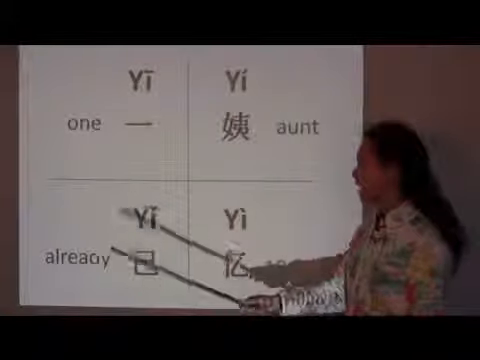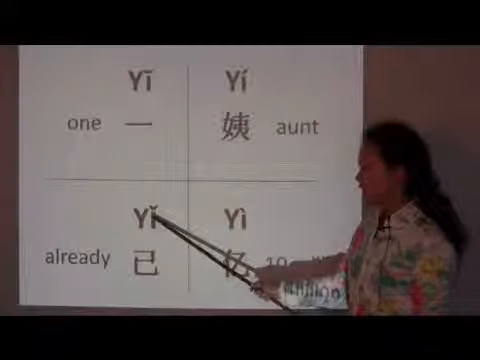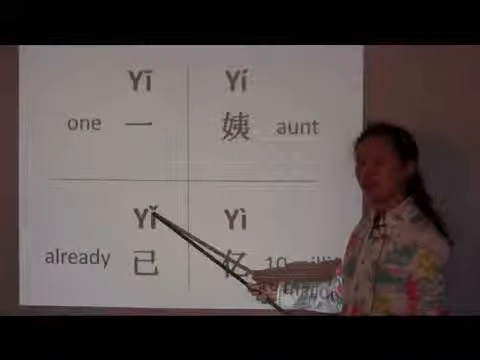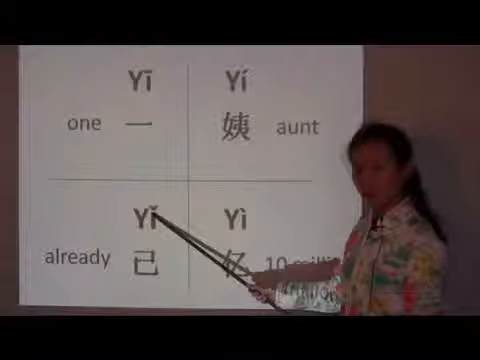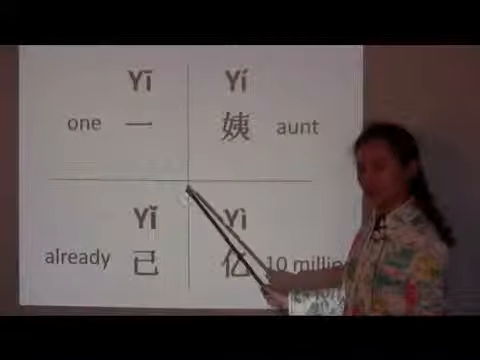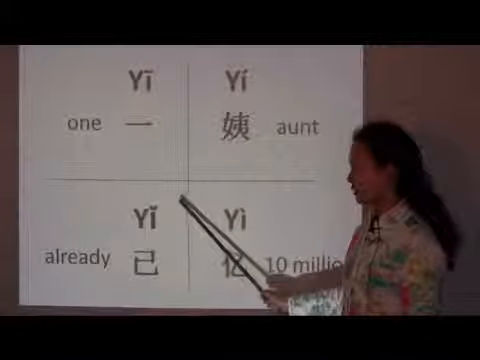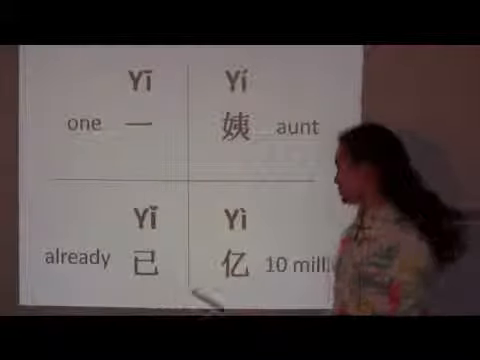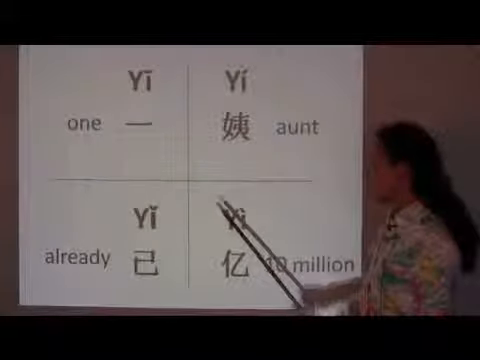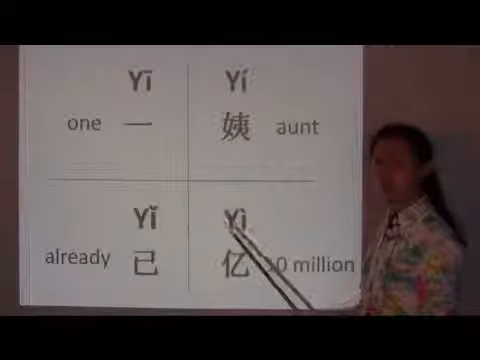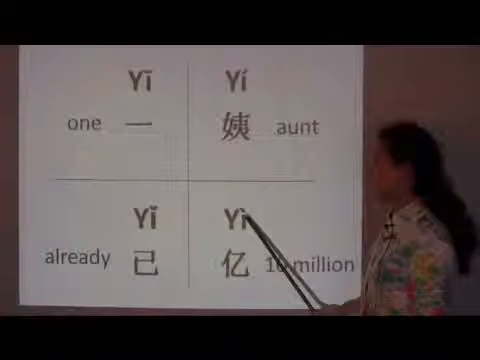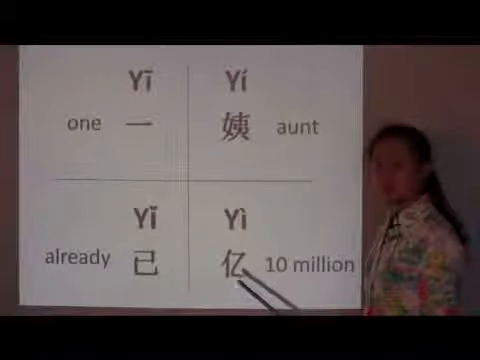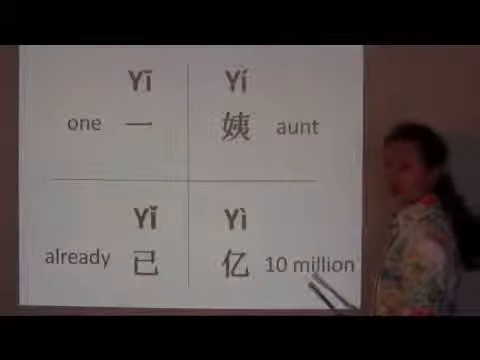And the third one was like a little V shape on top of the I. So it looks like it sounds. You bring it down and then bring it back up. Yǐ. In Chinese, yǐ is already. And the fourth and last one is a slash, but it goes towards the bottom right. So you have yì. You kind of say it sharply. Yì in Chinese is 10 million.